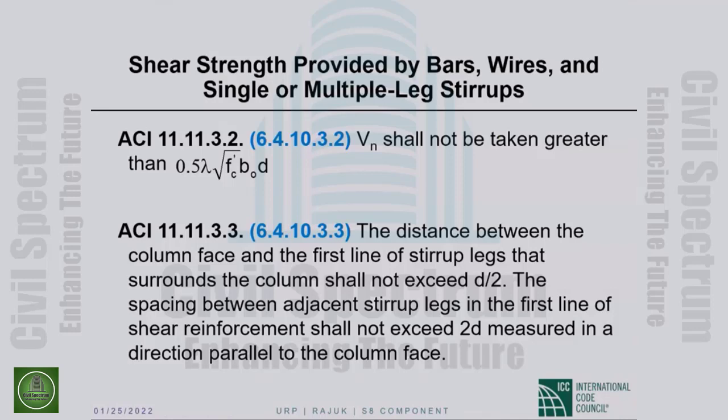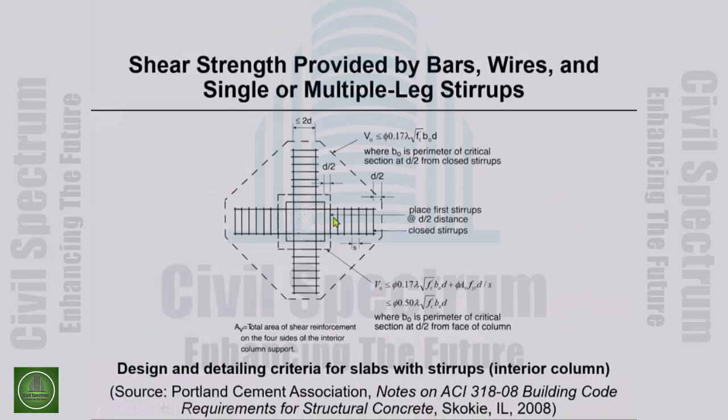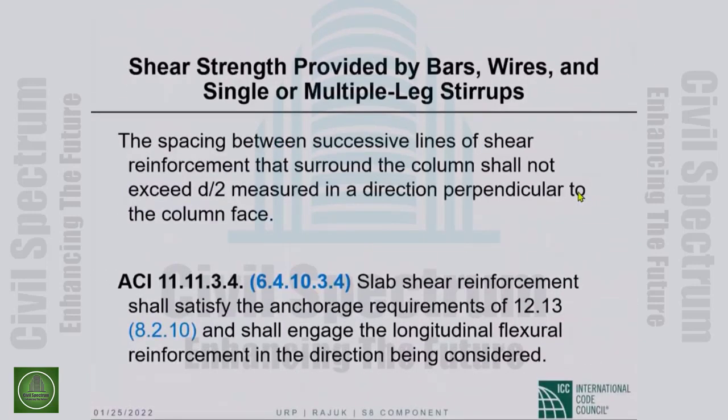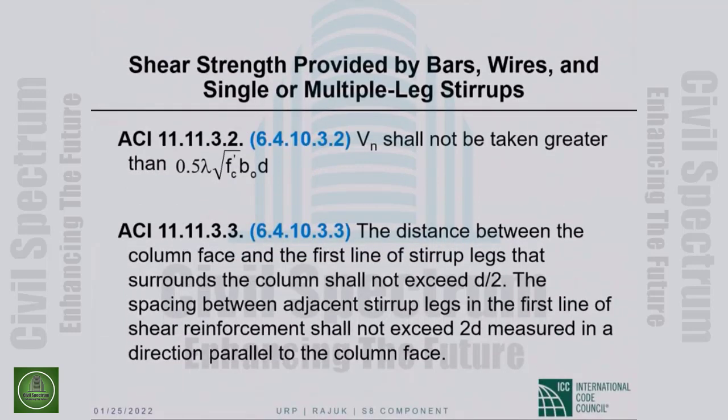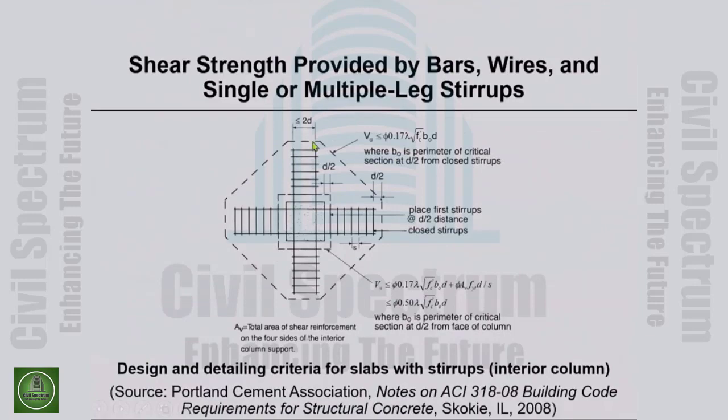Okay. Then there are quite a few details given of the shear reinforcement. The distance between the column face and the first line of stirrup legs that surround the column shall not exceed d over 2. So this distance shall not exceed d over 2. The spacing between adjacent stirrup legs, now not the stirrups, the spacing between stirrup legs in the first line of shear reinforcement shall not exceed 2d. So the distance between shear legs shall not exceed 2d.